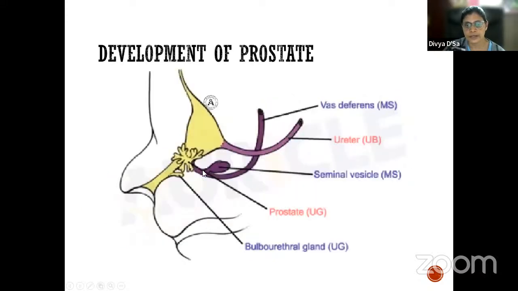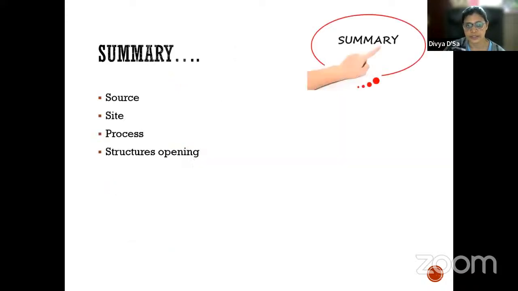So this is how the ejaculatory duct opens into it, along with the prostatic glands. There are openings of the prostatic glands, and the prostatic utricle; all of these are present there. Okay. So that is about the development of the prostate gland.